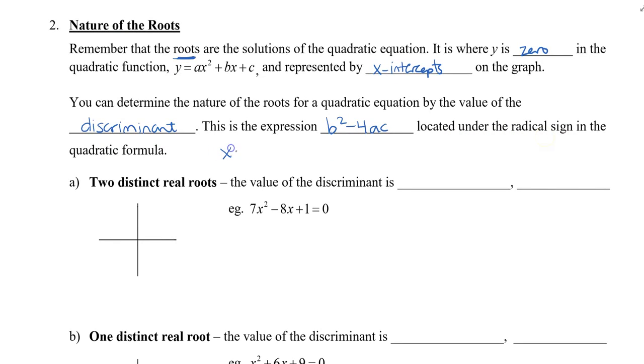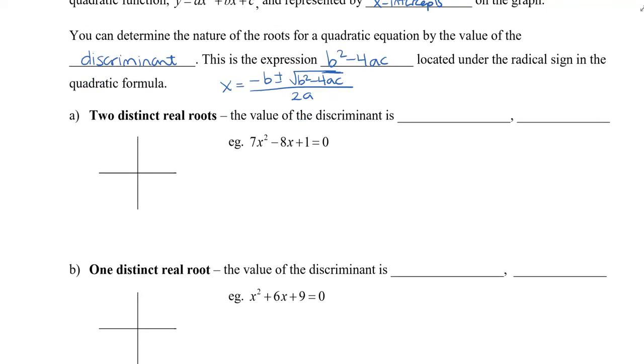So let me rewrite this again. Remember, it's negative b plus or minus the square root of b squared minus 4ac, all divided by 2a. Now the reason that it's called the discriminant is because whatever b squared minus 4ac happens to be, that will determine how many solutions or how many roots or x-intercepts or zeros there are. So there are 3 possibilities.